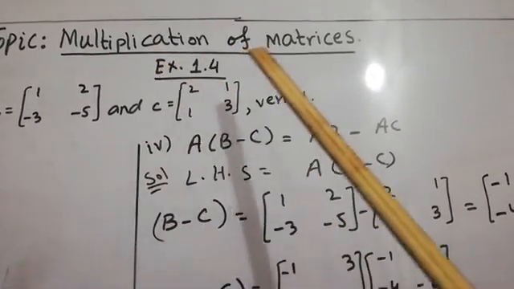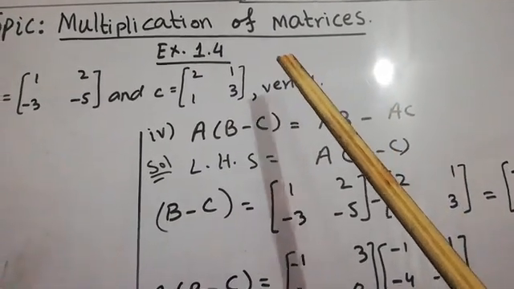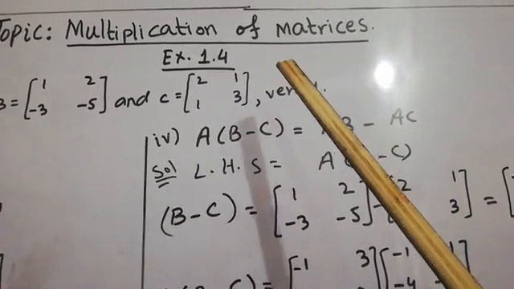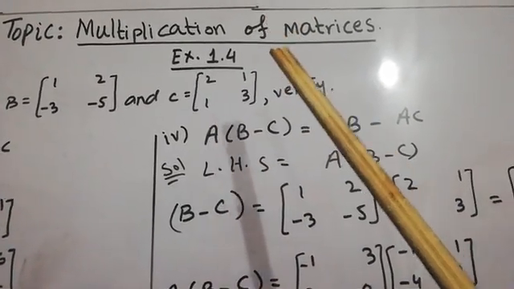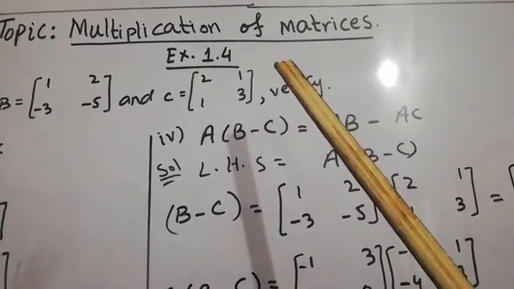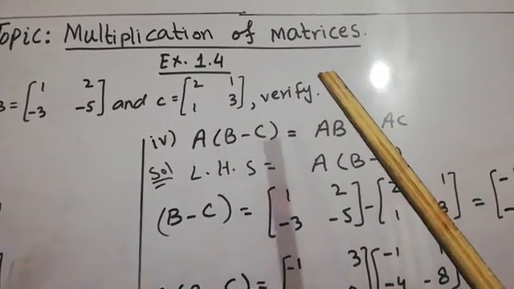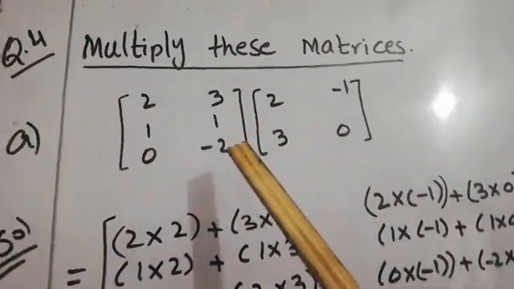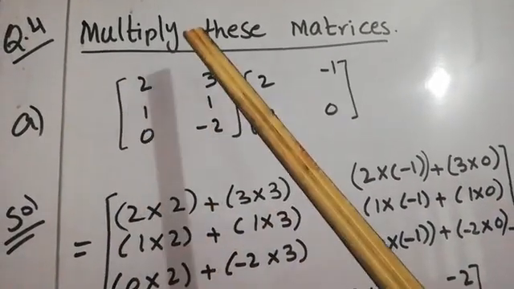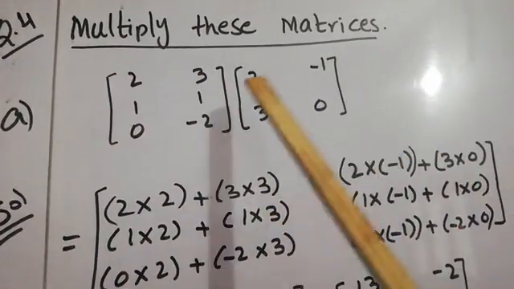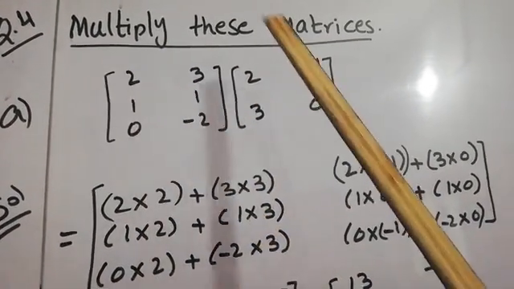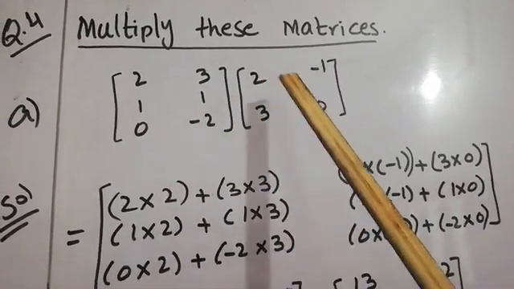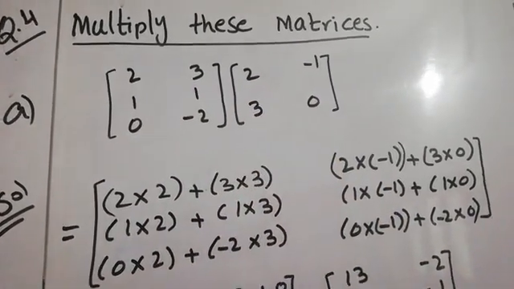Dear students, multiplication of matrices is possible only when, for example, we have two matrices A and B, and the number of columns of matrix A, the first matrix, is equal to the number of rows of the second matrix. For example, here there are two columns in the first matrix and two rows in the second matrix. So the number of columns of the first matrix and the number of rows of the second matrix are equal, so their multiplication is possible.